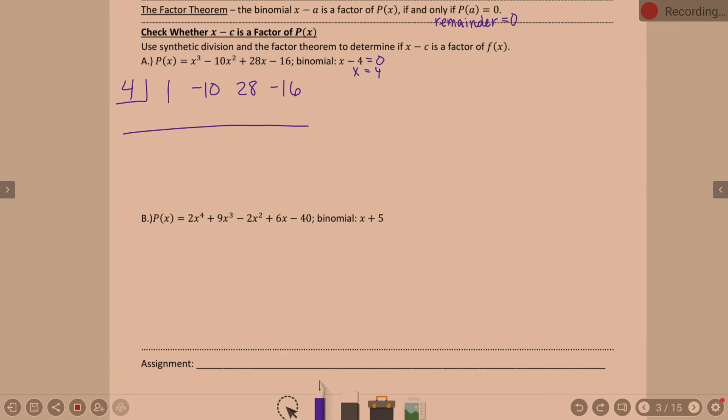Okay, so let's see what our synthetic division tells us. Bring down the 1. 4 times 1 is 4. Negative 10 plus 4? Negative 6. 4 times negative 6? Negative 24. 28 plus negative 24 is 4. 4 times 4 is 16. And negative 16 plus 16 is 0. Okay. What does that 0 tell me?